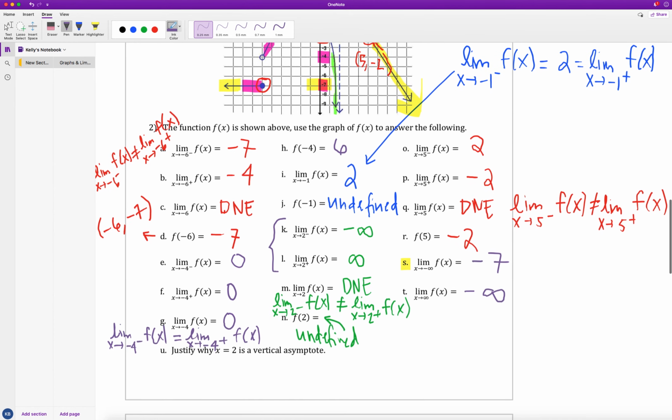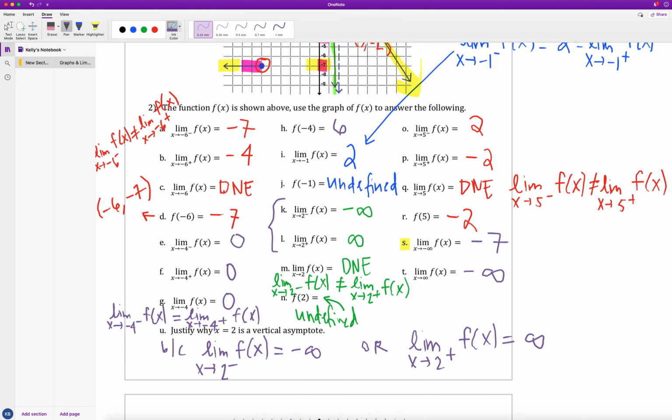One way to justify this would be to say, because the limit as x approaches 2 from the left, if I'm just going to consider the left-hand side, equals negative infinity, that would be an okay justification. Or, if you prefer to use the right-hand limit, you could say the limit as x approaches 2 from the right of f of x equals positive infinity. Either of those justifications will justify why we have a vertical asymptote at 2.